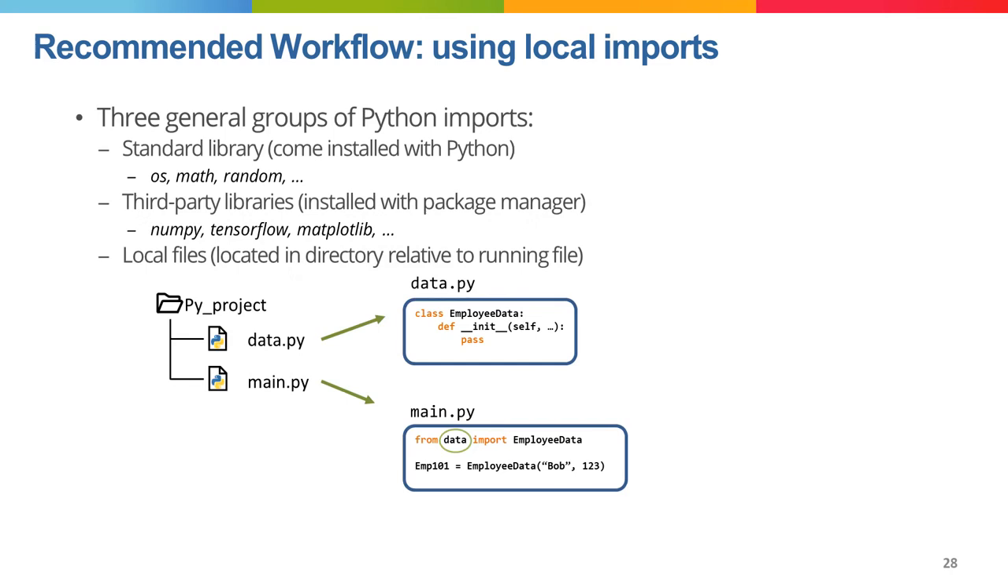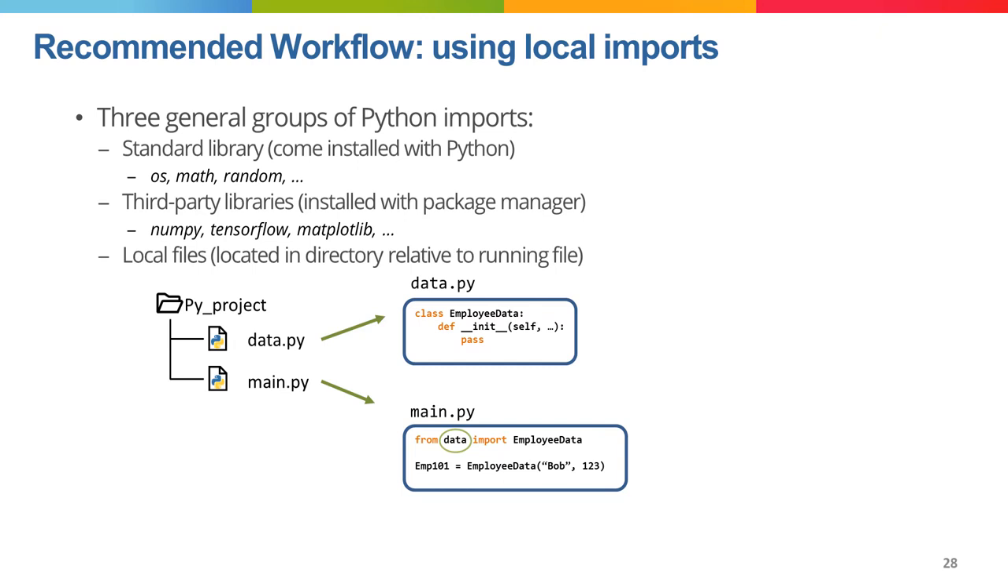The first is from the standard library, which are modules that come installed with Python. These are things like math, random, etc. The second category would be third-party libraries, which are installed through some package manager, like Anaconda or pip. These first two are installed on your hard drive and can be imported from a Python file located anywhere else.